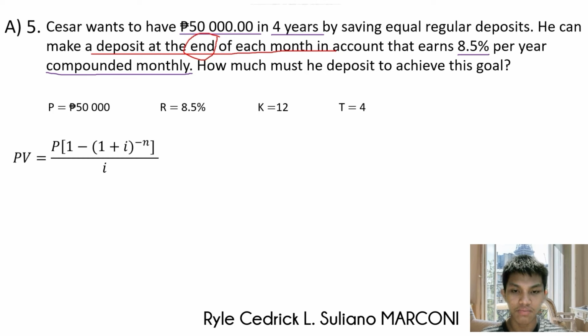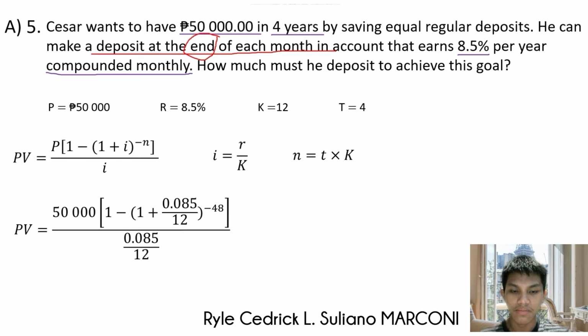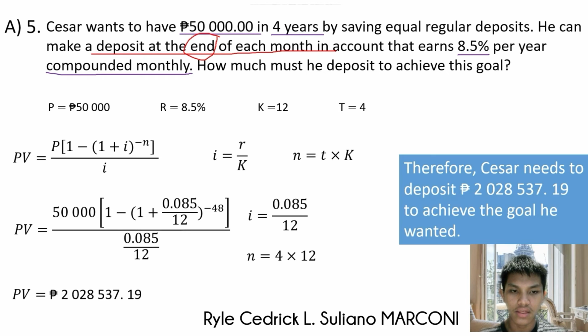The formula to be used is present value is equal to P times the quantity of 1 minus quantity 1 plus I raised to the power of negative n, over I. Other formulas, we have I is equal to R over K and N is equal to T times K. Simply substitute the values. For our I, we will be using 0.085 over 12, and we will not be converting it into decimal form. Our N is equal to 4 times 12, which is 48. We have our present value, and therefore Cesar needs to deposit 2,028,537.19 pesos to achieve the goal he wanted.